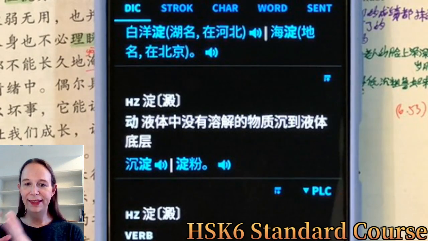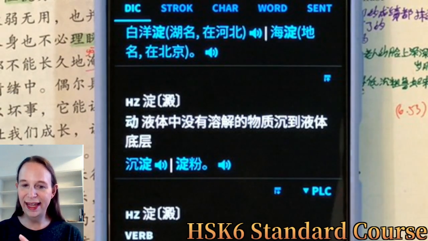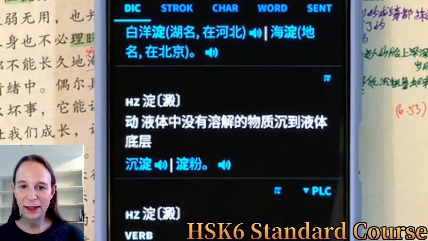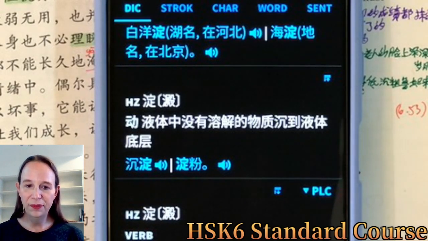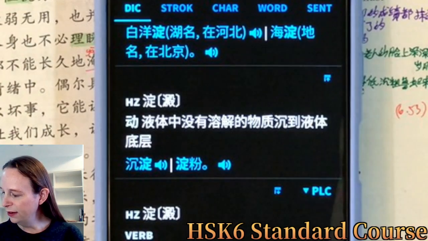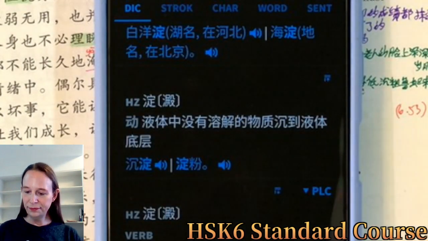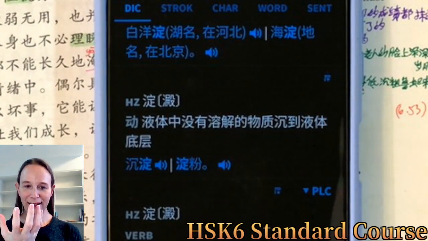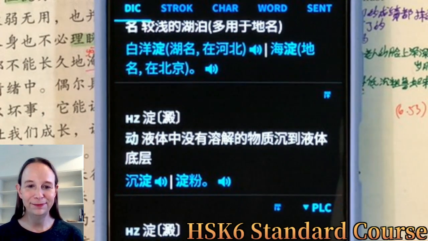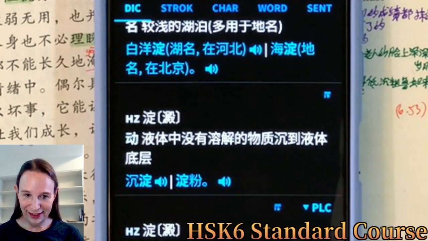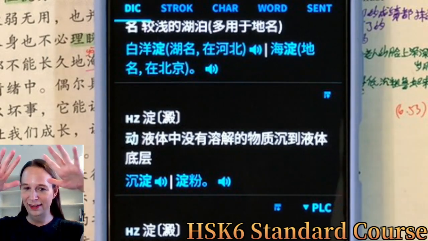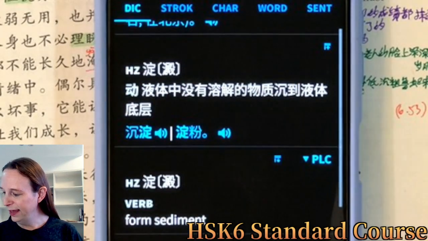This 淀 is a verb meaning to precipitate or to form a sediment. That's something 液体中 in a liquid 没有溶解的物质. A substance which does not dissolve. 沉到液体底层. Got it? You have a liquid. There's some kind of solute. If I remember correctly, it's called solute. You put the solute in the liquid. It does not dissolve and instead sinks to the bottom. Yeah, 沉淀.